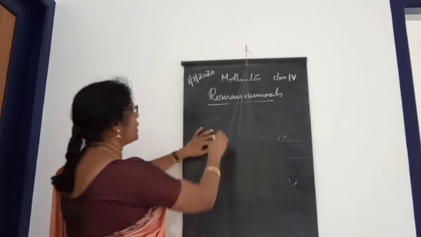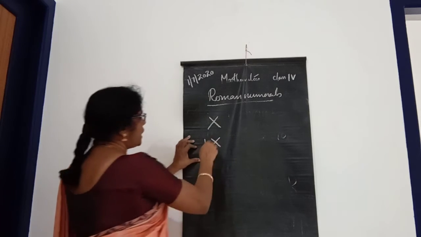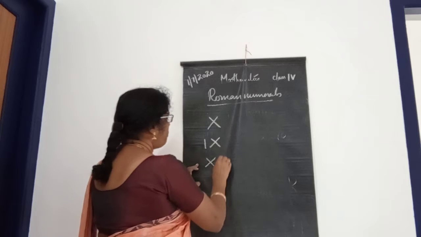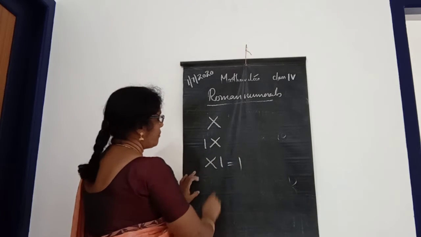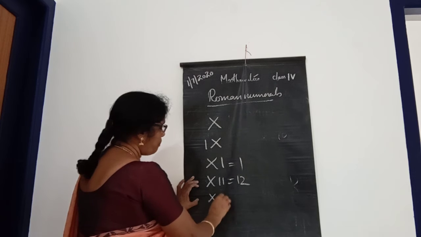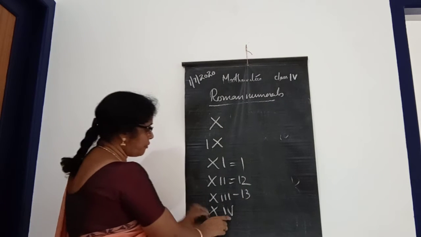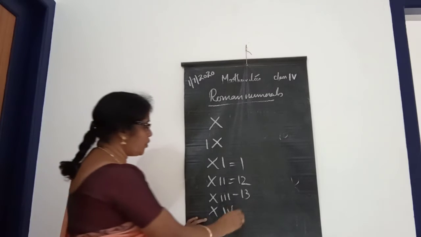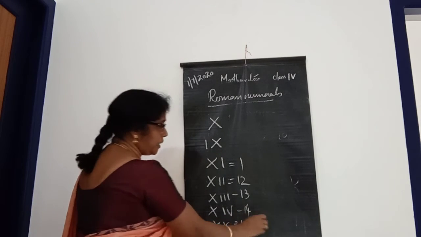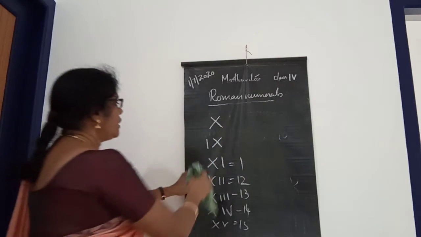Likewise, this one is 10. 10 minus 1 is 9. 10 plus 1 is 11. 10 plus 2 is 12. 10 plus 3 is 13. 10 plus 4 is 14. Likewise, 10 plus 5 is 15. Okay. Up to 20 you can write it. Yes.